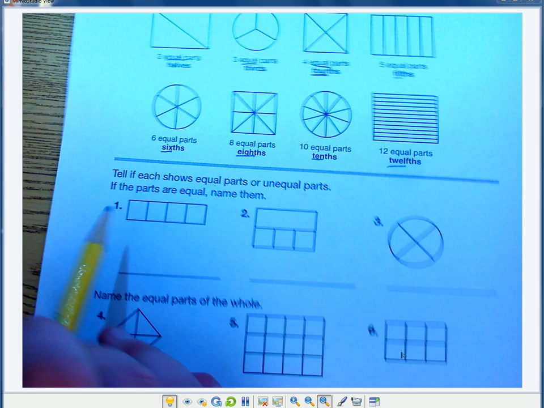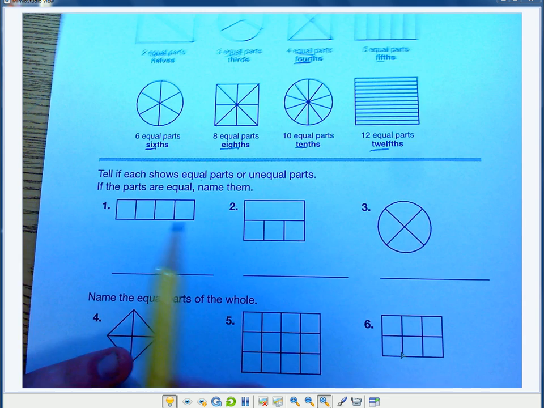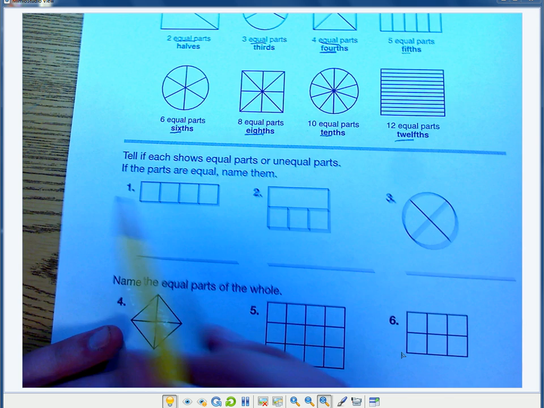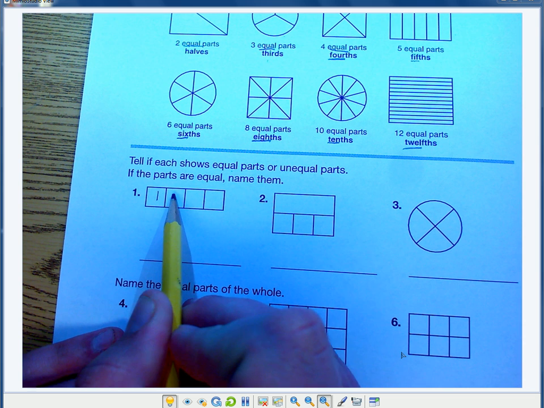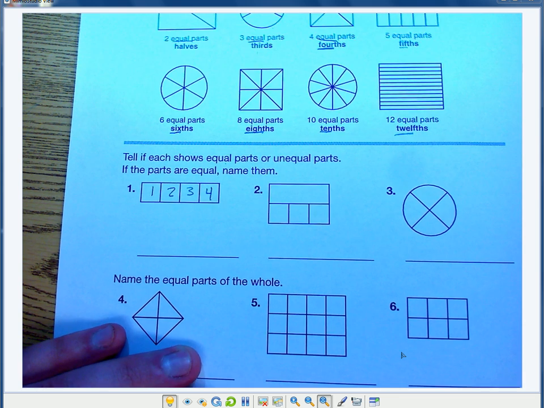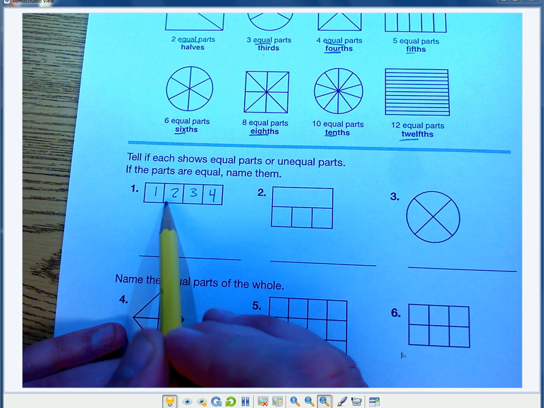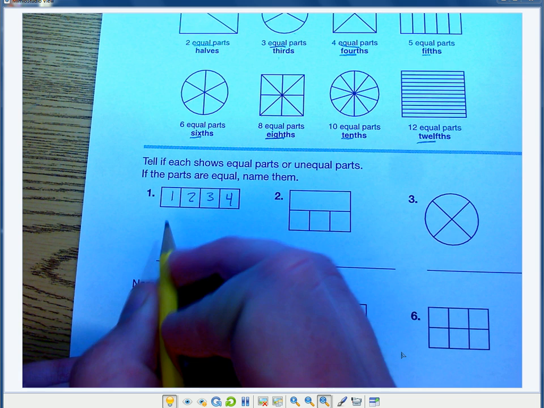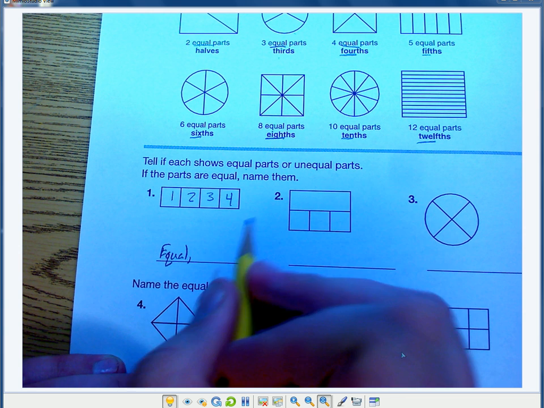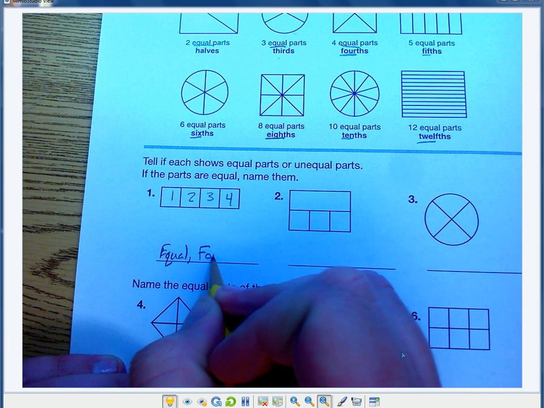Now, if we go down to number 1, we need to first say if they're equal or not, and then we need to name the parts if they are equal. So this first one, I have 1, 2, 3, 4 equal parts. And if I have 4 equal parts and these are all equal, I can tell that. I'm going to say equal first, and then say I would call that fourths.